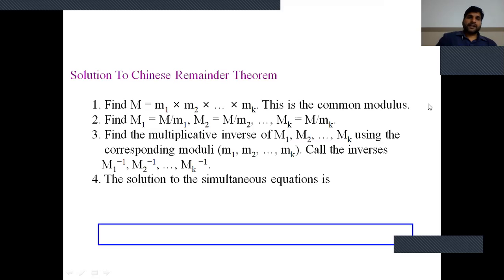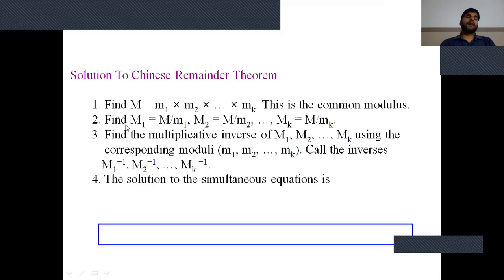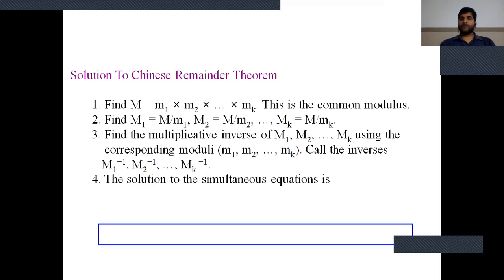So using the Chinese remainder theorem, we find the number x. Again, we summarize the algorithm of the Chinese remainder theorem. For calculation of x, in the first step we calculate the value of capital M by multiplication of m1, m2, up to mk. This is the common modulus. Next, we calculate capital M1 equal to M by m1, M2 equal to M by m2, up to Mk equal to M by mk.